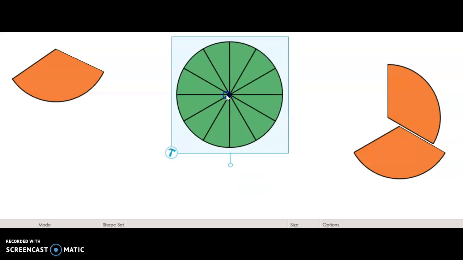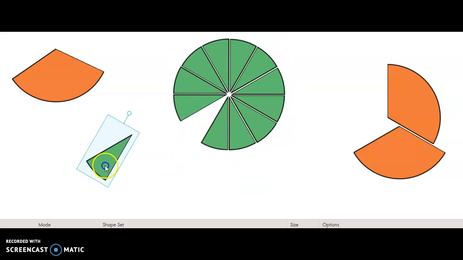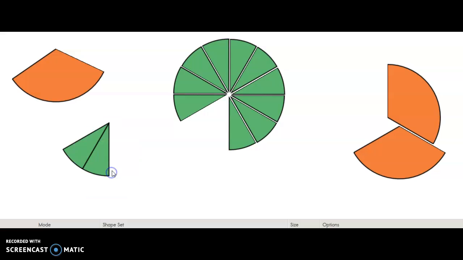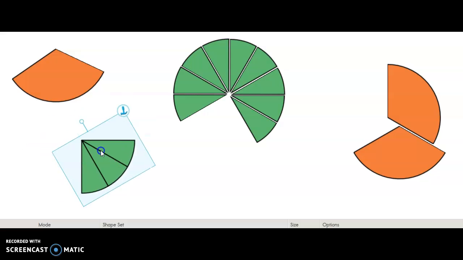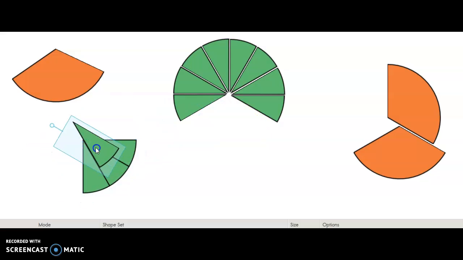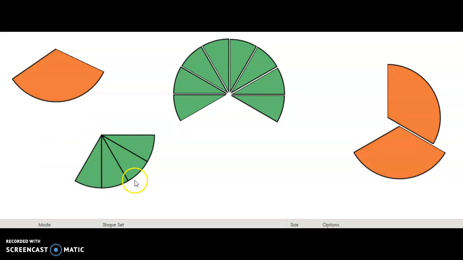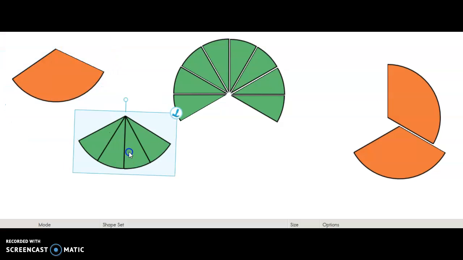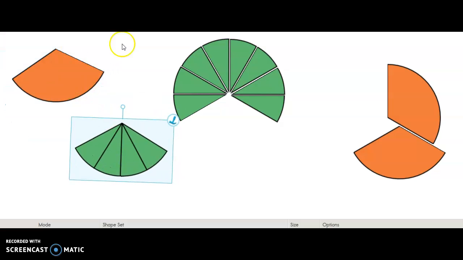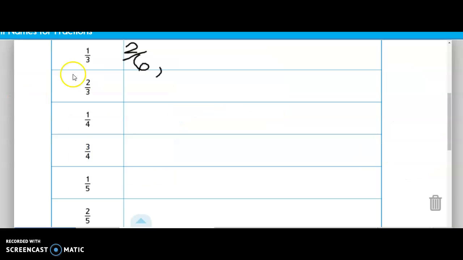If I pull up the 12ths and break it apart, 1's too small, 2 still too small. Let me try 3. 3's getting close, but still too small. Let me try 4. Okay, let me move this around and see if I can put it right on top. Yes, 4 12ths would be equal to 1/3. So I'm going to go back here and I'm going to write 4 12ths. And that's all the fraction circles that I have.